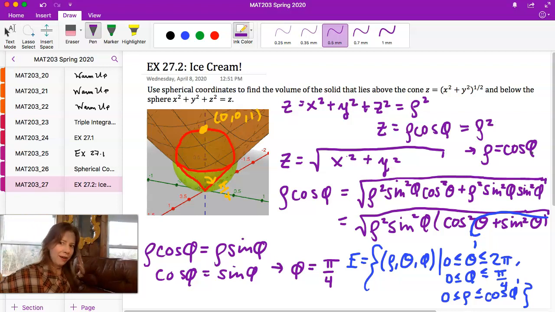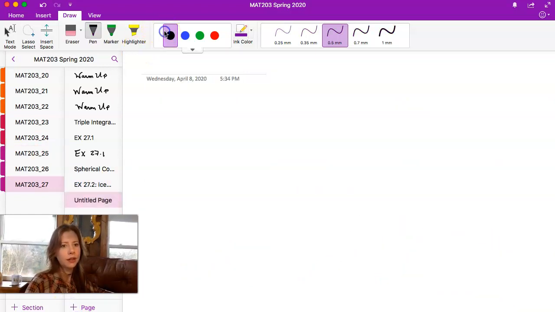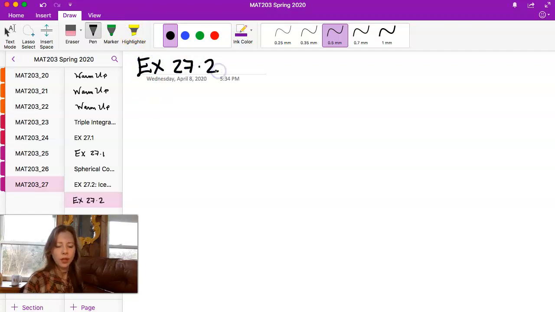Okay, now we're all set up, and now we can go through and finally do our spherical integral. And this will be the last thing we do in this lecture. It'll take a little bit, but hang in there. So this is 27.2. Okay, so let's set up our integral.